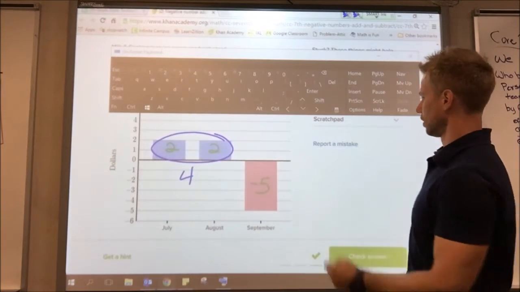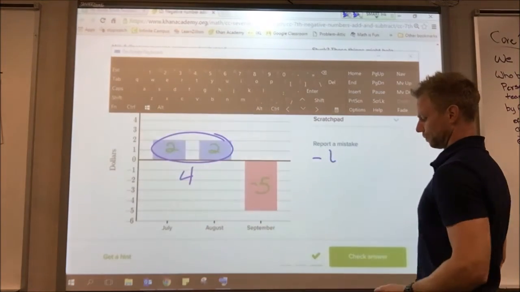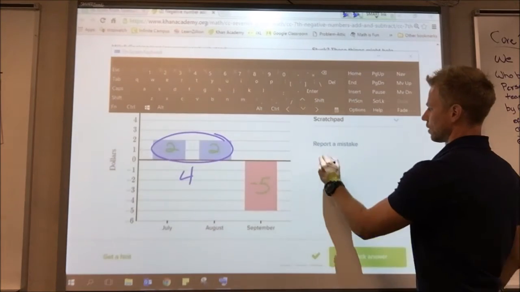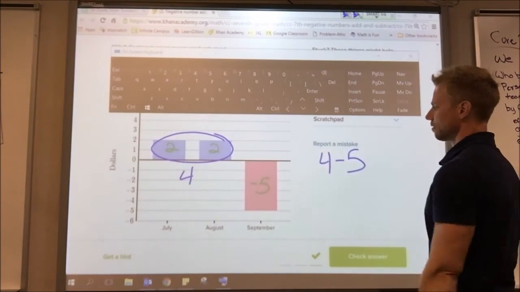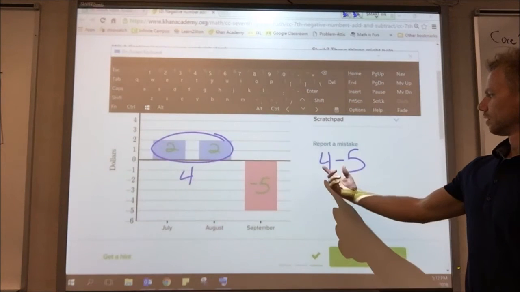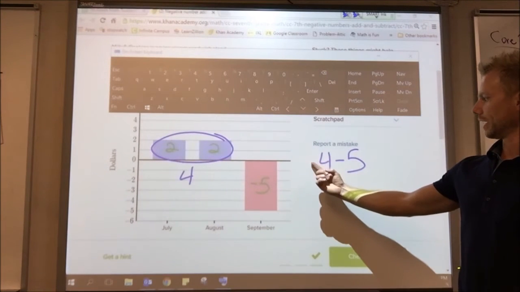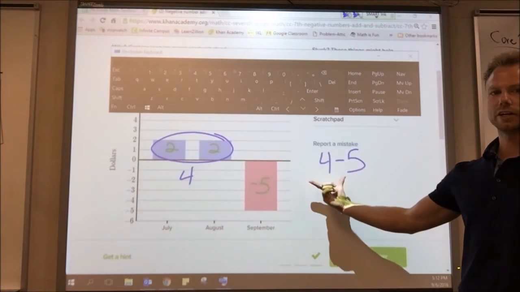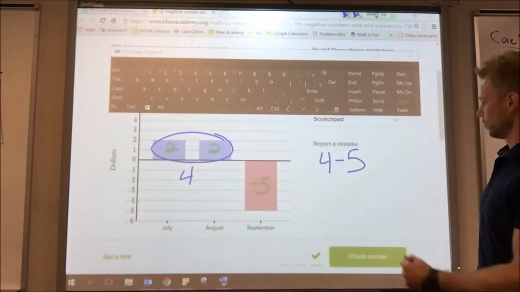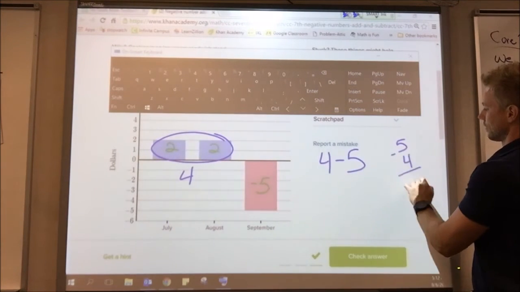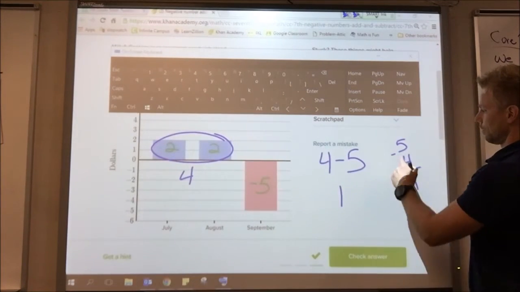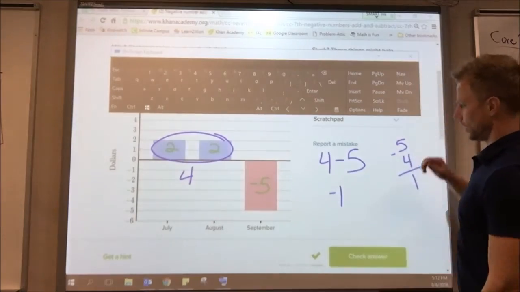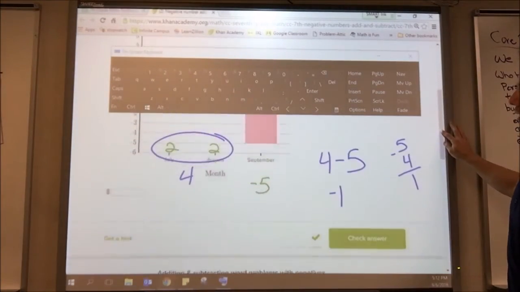Now we have 4 and negative 5. And we can write that as 4 minus 5, and then use our rules. 4 is positive because there's no negative sign. 5 is negative because of the negative sign. So they are unlike. So we would subtract again and keep the sign of the bigger number. 5 is a bigger number, it's negative, so we would end up with a negative 1.